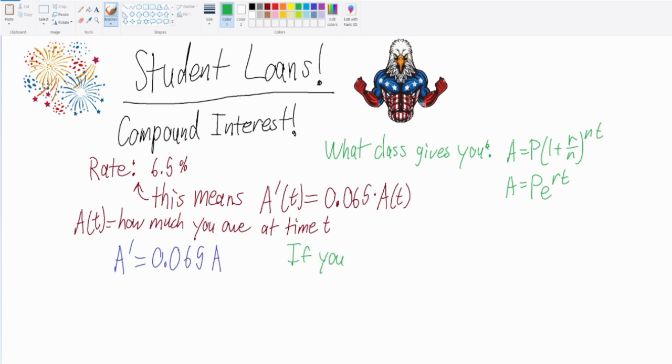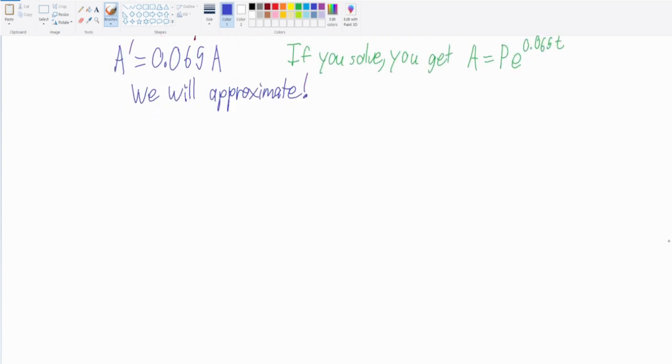We're not going to directly solve this equation, though if you do, you'll actually get the classic formula for continuously compounding interest. So that's pretty cool. But we're not going to do that. Instead, we're going to plot a bunch of points, and we're going to approximate the solution. So this is where we jump into Excel.